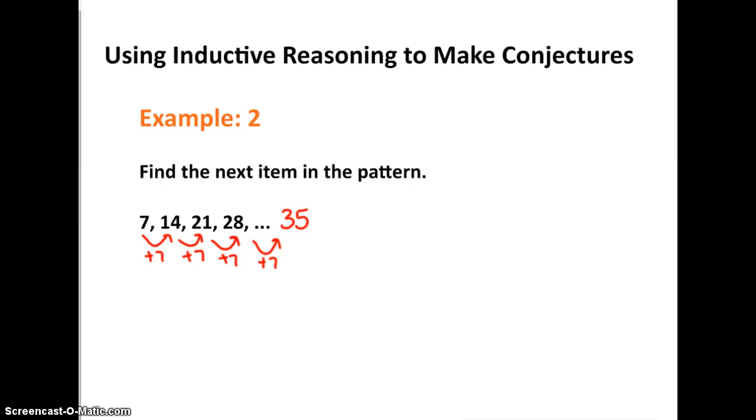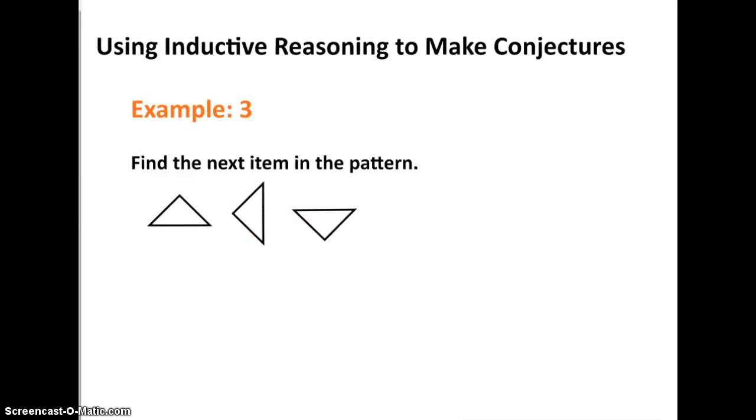So patterns is not always about months and numbers. Sometimes it can be about shapes. So taking a look here at these triangles as they point in different directions. This is points up, left, down. Basically what's happening is it's turning counterclockwise. So the next picture needs to actually point to the right.